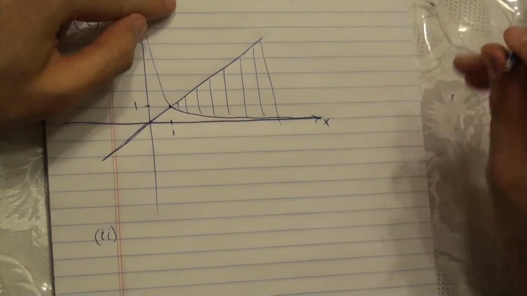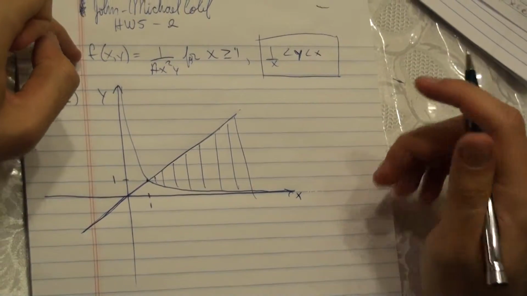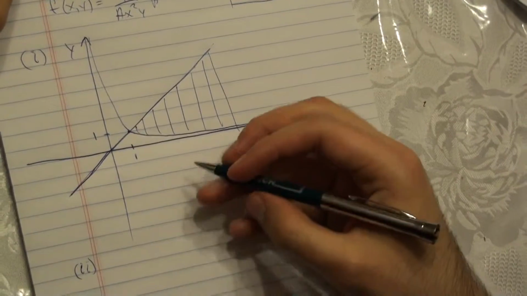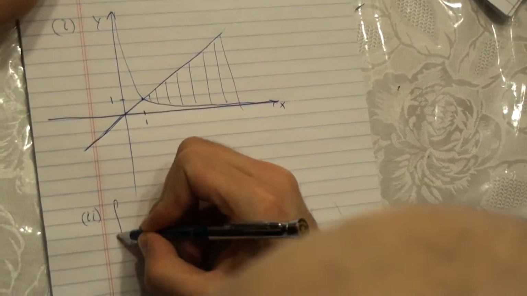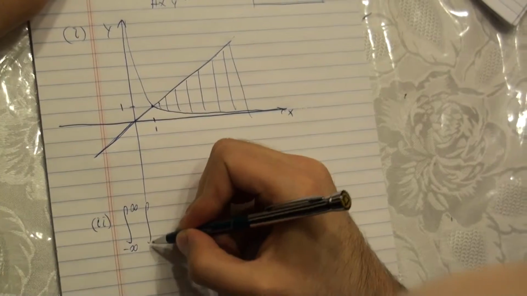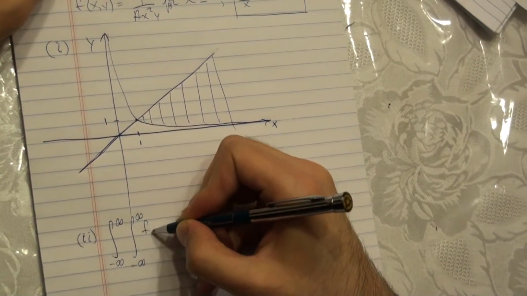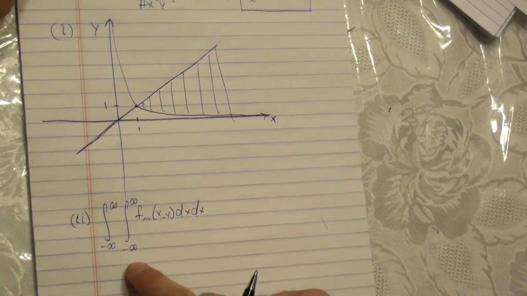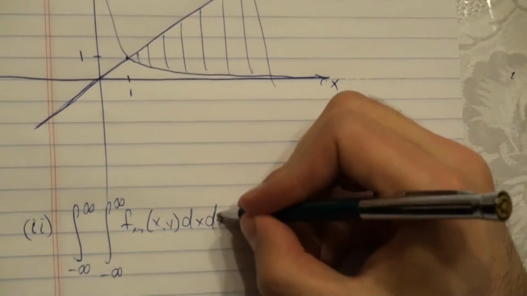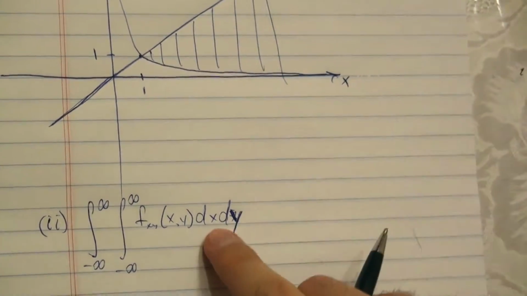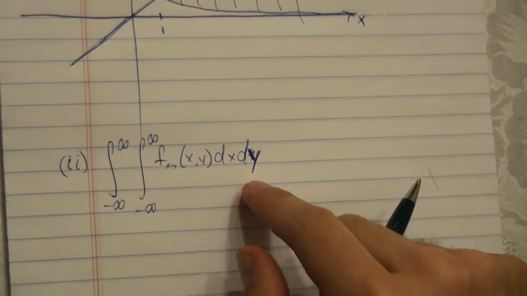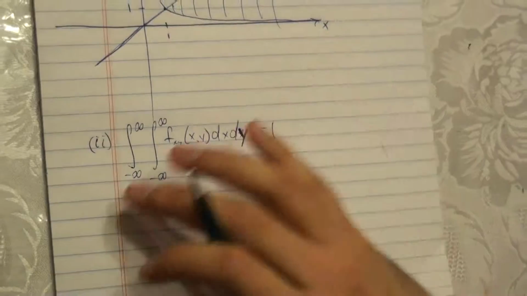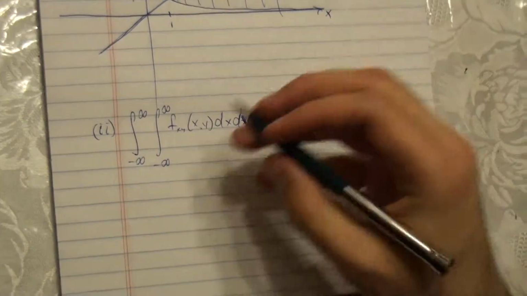Part 2 wants you to find this constant a such that little f of x, y is a valid joint density function. So the general definition for a valid joint density function is this: if we integrate little f of x, y, dx, dy, I'm sorry, this should be dy, if we integrate x from negative infinity to infinity and y from negative infinity to infinity, we should get 1. So now we're going to set that condition for our density function.